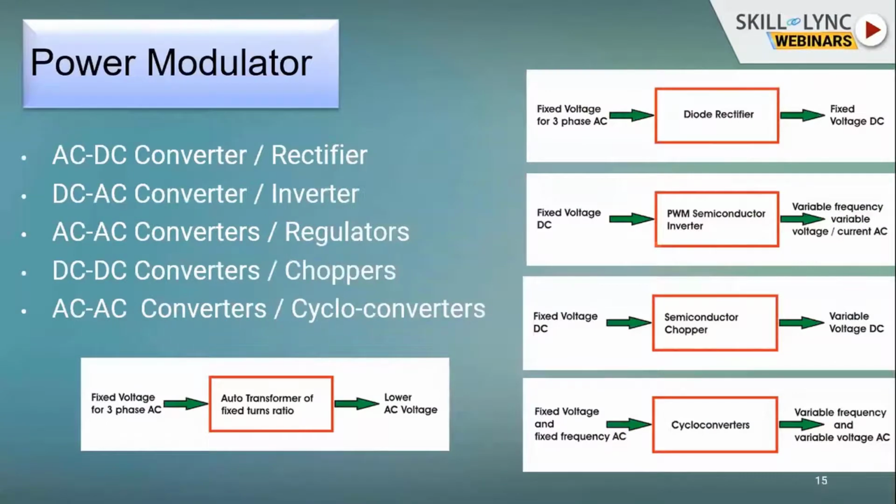Okay, so the power modulators can be of 5 different types. It can be an AC to DC converter, that is, we may say a rectifier. Then DC to AC converter, that is an inverter. Then AC to AC converter, that is a regulator. DC to DC converter, choppers, and AC to AC converters, cycloconverters.